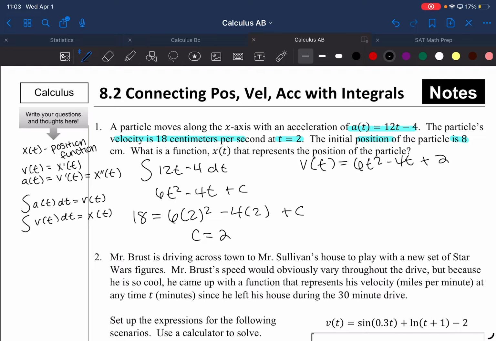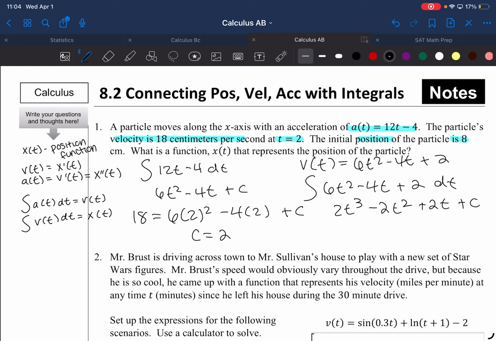It wants us to find x of t, which is the position function, so we're going to have to integrate one more time. We integrate 6t squared minus 4t plus 2 dt. This becomes 6t cubed divided by 3, so that is 2t cubed. The next one becomes negative 4t squared divided by 2, so that's negative 2t squared. The 2 becomes plus 2t, and then we have plus c.